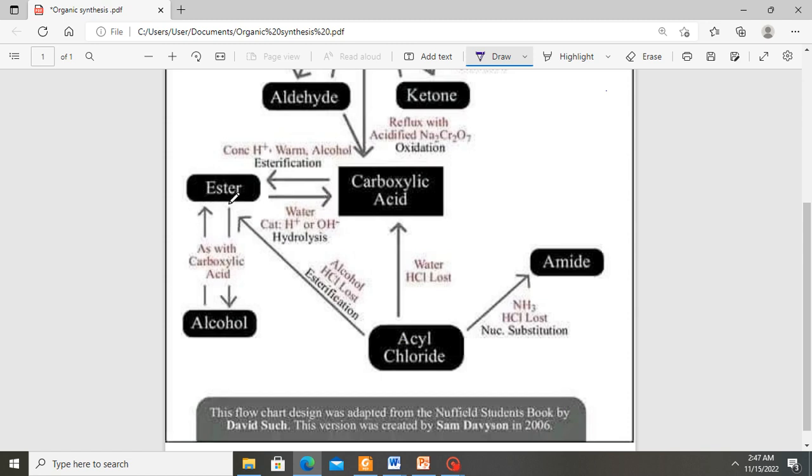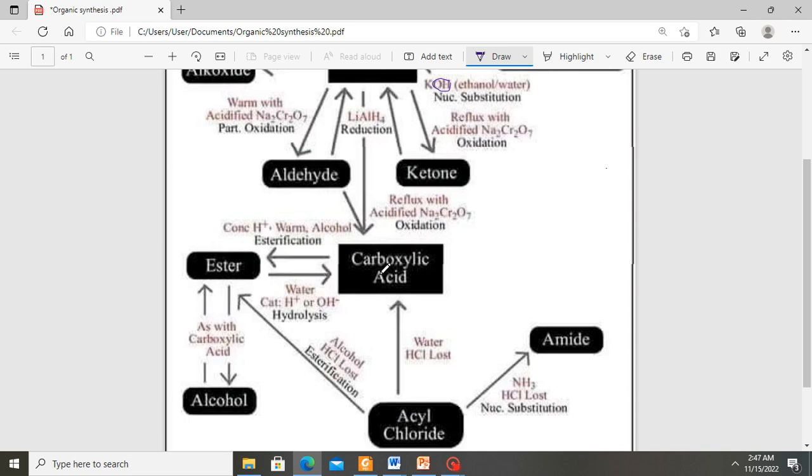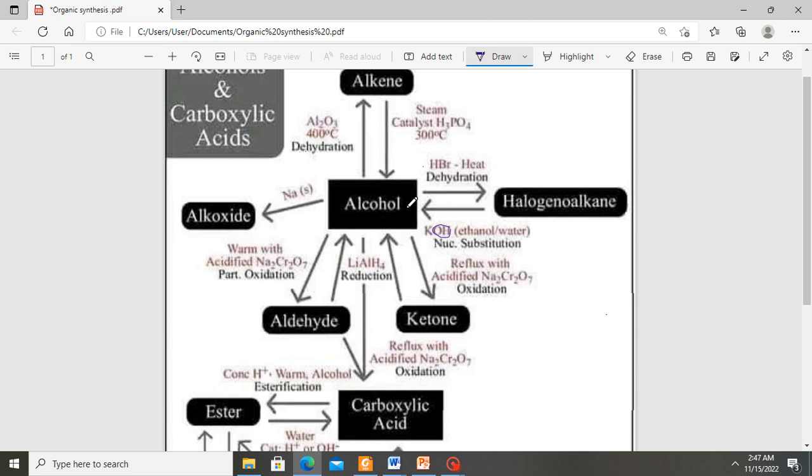So this is a summary of the main organic syntheses that occur in organic chemistry. All these compounds are the chief organic compounds in organic chemistry: alkenes, alkoxide ion, alcohols, aldehydes, ketones, haloalkanes. You can have carboxylic acids, esters, alcohols, acyl chlorides, and amides. So these are the central organic compounds that exist in organic chemistry. Some few others exist, but this is a summarized way of the reactions or the synthesis of these known organic compounds.